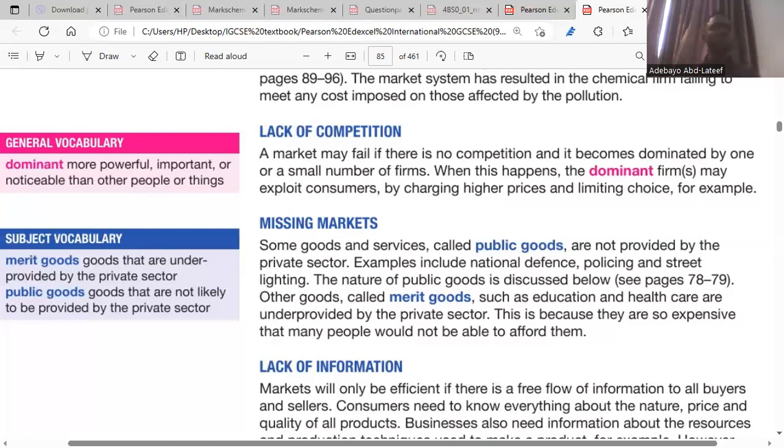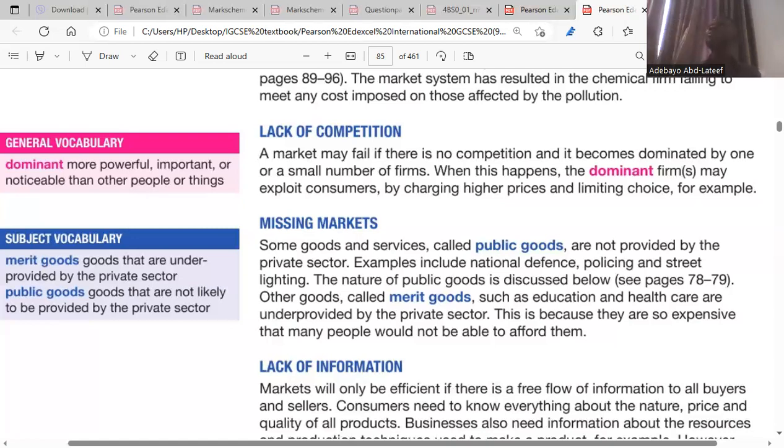So we have the public goods. What are the public goods? Goods that are non-excludable, non-rivalrous. So your consumption doesn't stop my consumption. And cannot be provided by the private sector. So we call them public goods. Then we have the merit goods. These are goods that without government providing them, the private sector alone cannot provide them. So they are underproduced by the private sector.